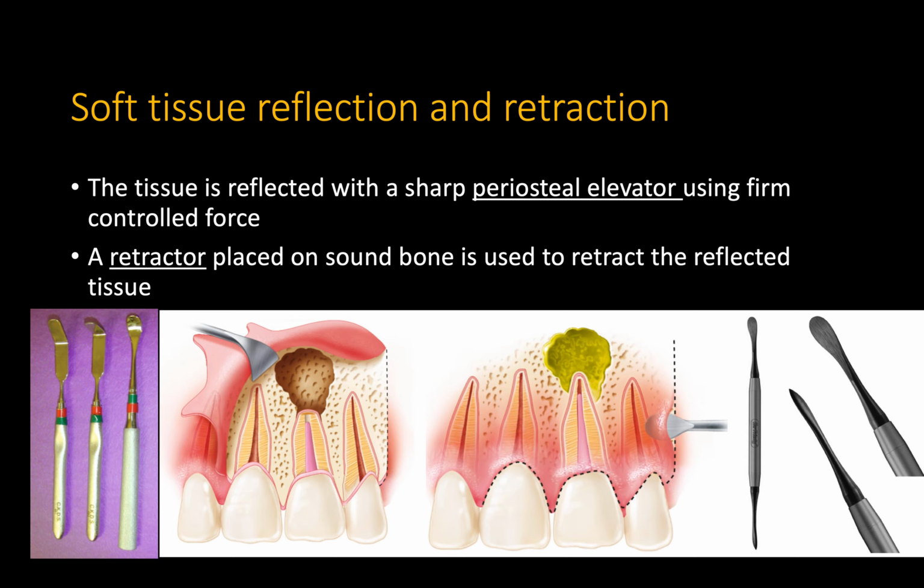Now, after we've placed our incisions, we have to reflect the soft tissues, and for this purpose we need a sharp periosteal elevator, in order to avoid force and stress on the flap and avoid tearing the soft tissues. Then we need a retractor to retract the soft tissue flap, and the retractor should be placed on sound bone.